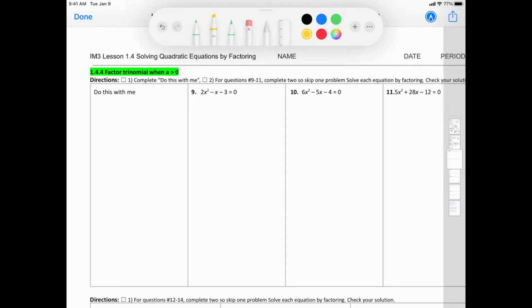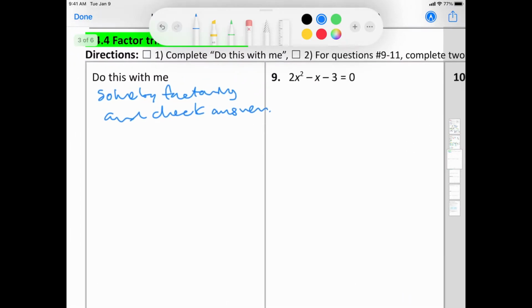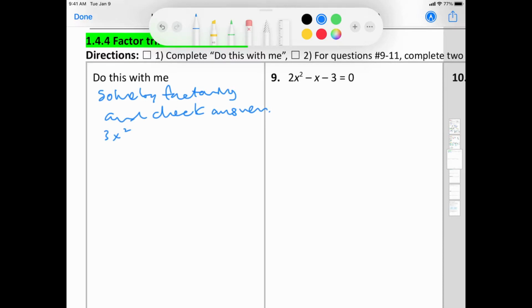Go ahead and complete or do this with me. What do we got? In this example, they're going to tell us to do the same thing. Solve by factoring and check answer. 3x squared plus 5x plus 15 equals 17. Put your finger or circle the mistake you think students will make. I think they will forget about the 17 and they'll try to factor the left side.